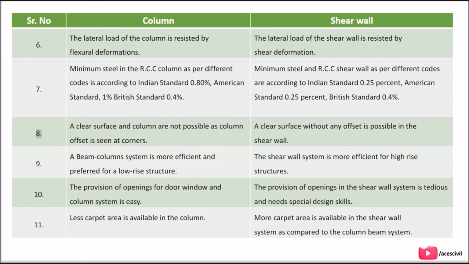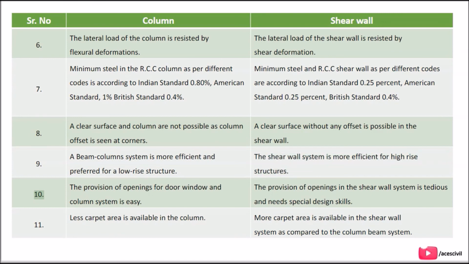8. A clear surface in a column is not possible as column offset is seen at corners. A clear surface without any offset is possible in the shear wall. 9. A beam column system is more efficient and preferred for a low-rise structure. The shear wall system is more efficient for high-rise structures.